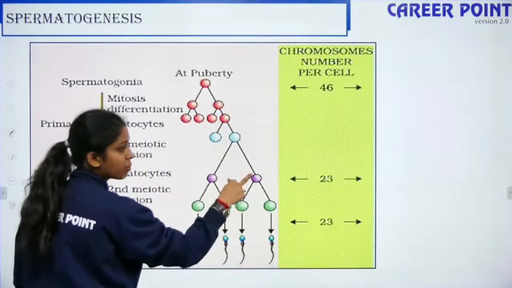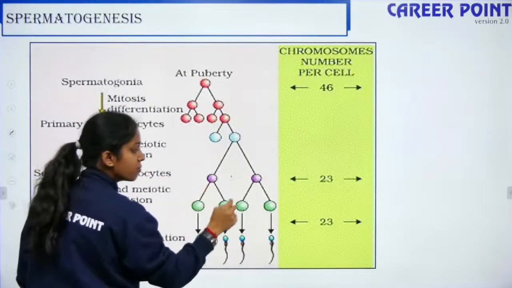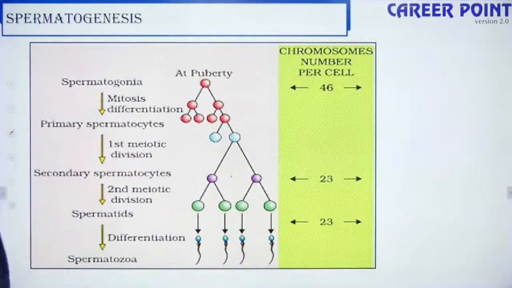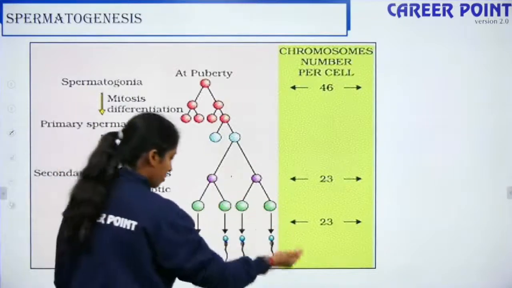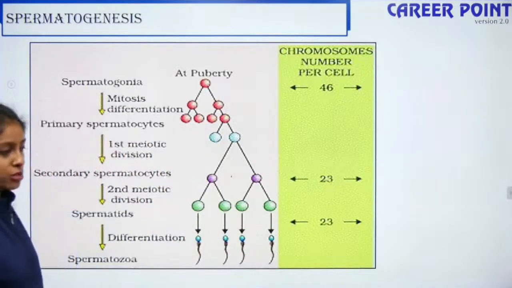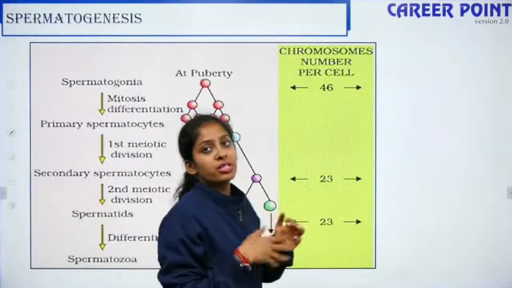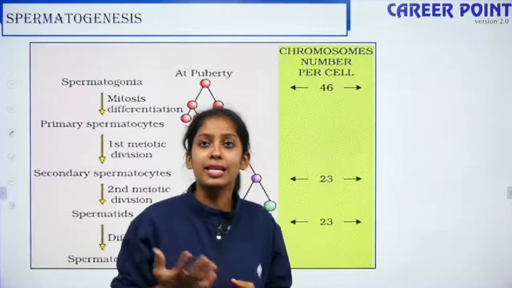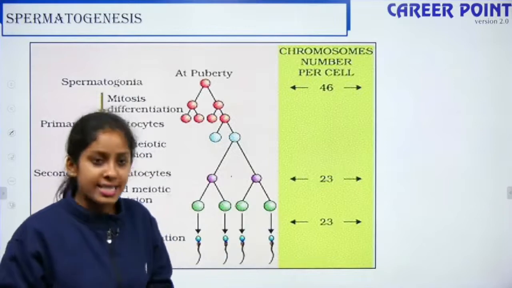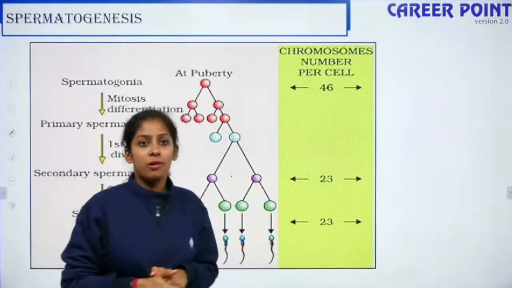This is a secondary spermatocyte. It forms again 4 cells in total. So these are your spermatids. The spermatids are converted into sperms. Only the primary spermatocyte is diploid, everything else is haploid here. Alright, so with this we are done with spermatogenesis.